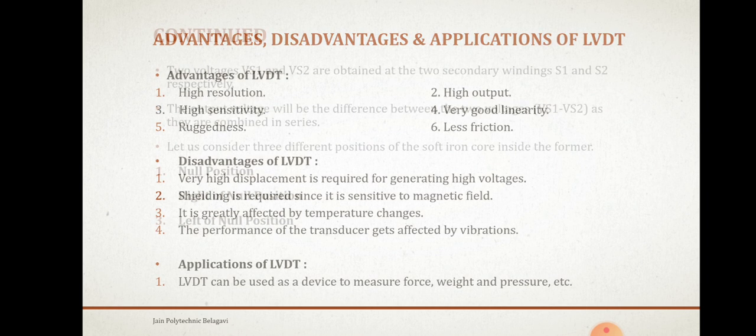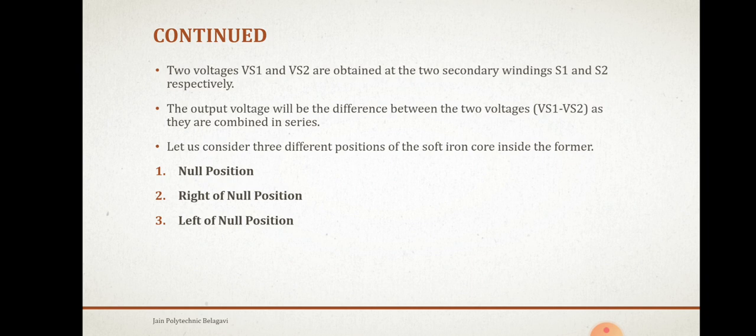Okay. So next we will be seeing the null position. Null position means it will be the balanced one. Okay. Then right of the null position means the core is moving to the right side, and left of the null position means the core is moving to the left side. Okay. Depending on that you will be calculating.